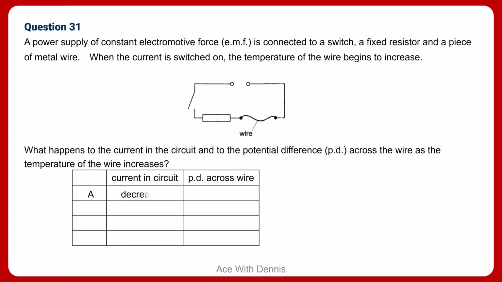Current in circuit decreases, PD across wire decreases. Option B, current in circuit stays the same, PD across wire decreases. Option C, current in circuit decreases, PD across wire increases. Or option D, current in circuit stays the same, PD across wire increases.